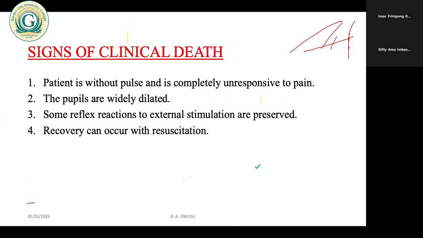Kwame, do you get it? Yes, please. And so then is it the reason why most of the time before that there's a need for resuscitation? That's why. Please, thank you. Always welcome.